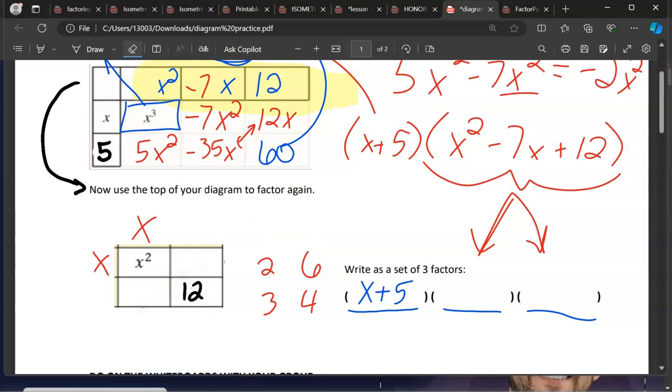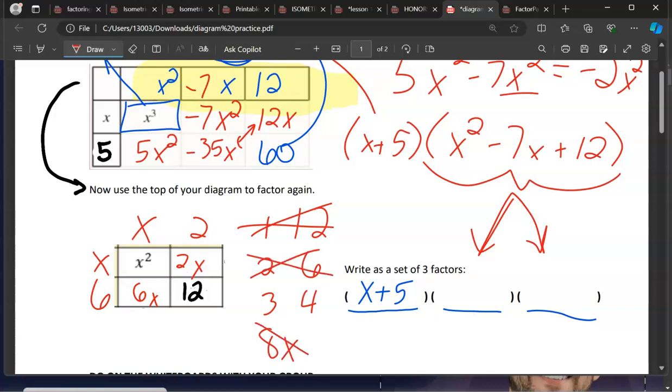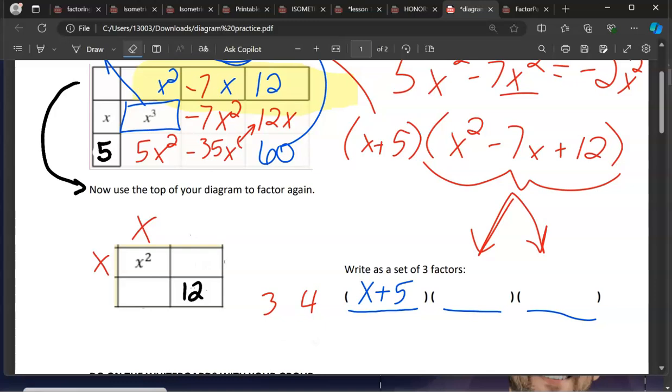All right, well, 1, 12 doesn't work. 2 and 6. If I put a 2 and a 6, well, I get 12, yes, but when I have 6x and 2x, that's 8x. Still wrong. It's all wrong. Let me erase all this. Okay, so it's not that, that's that. I am left with 3 and 4. Literally my only option left.